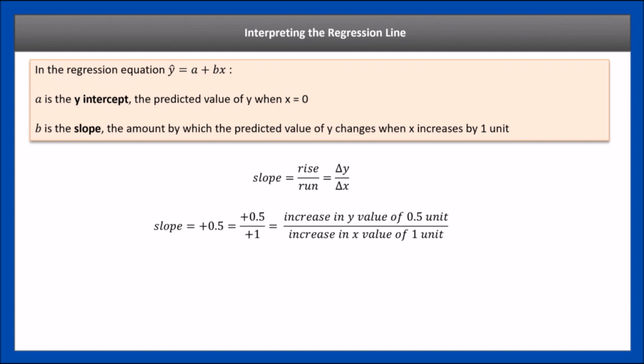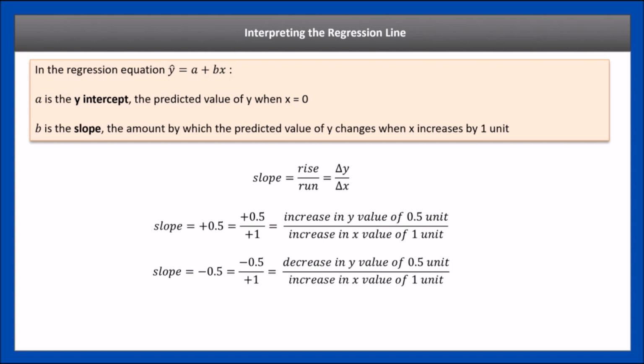Now if we have a negative 0.5 slope, then we can put it over an invisible 1, right? We'll just write it out. And so it's a decrease in the y value of 1/2 for every increase in the x value of 1 unit. And so that's how you generally interpret the slope. And it's going to be very useful when we interpret it in context.